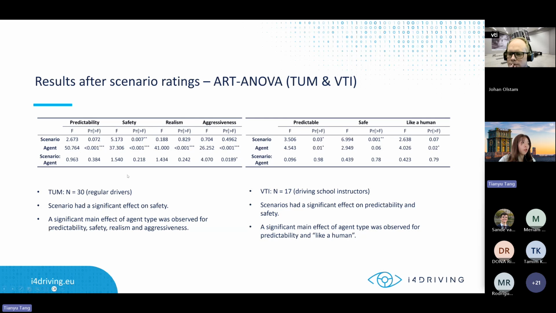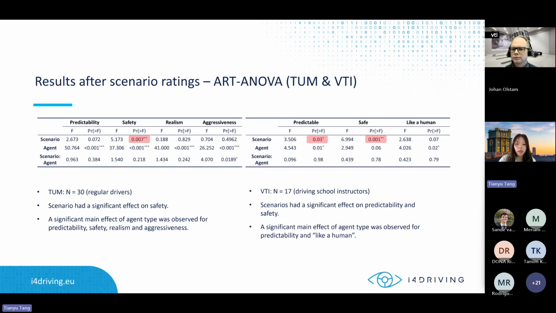On the left side, you can see the TUM data from 30 regular drivers. On the right side, you see the VTI data from 70 driving school instructors. Let's first look at the effect of the scenario type. At TUM, scenario had a significant effect on perceived safety. On the VTI side, scenario had a significant effect on both predictability and safety. This means the participants could perceive clear differences among the three scenarios, which is not surprising because the scenarios are varied and different.